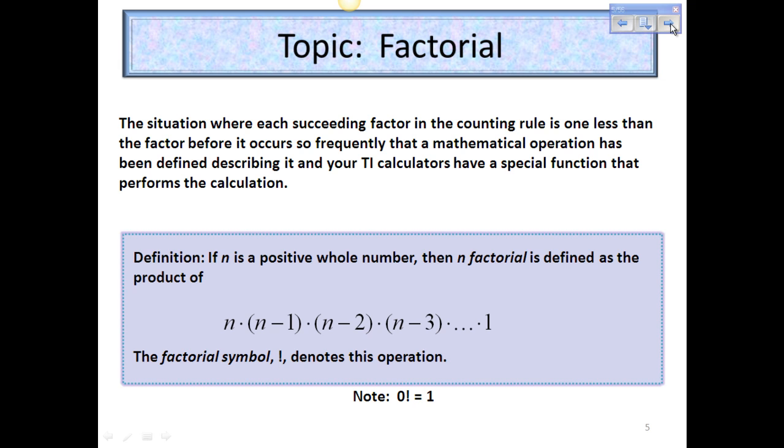So the factorial symbol, which looks like an exclamation point, denotes this operation. And there's a note down at the bottom that 0 factorial is always 1. That's just by definition, 0 factorial is 1.